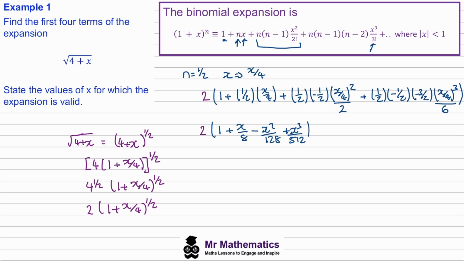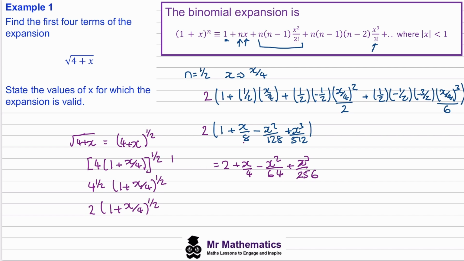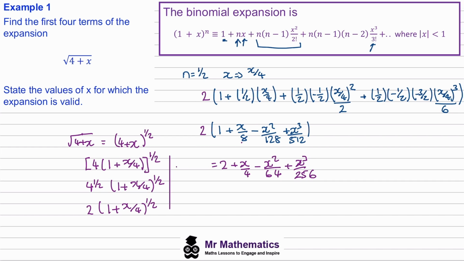And now we just need to expand out this 2. So we'll get 2 times the 8th, which gives us x over 4, minus x squared over 64, plus x cubed over 256. And this will be the expansion for the square root of 4 plus x. Okay? And this will carry on.